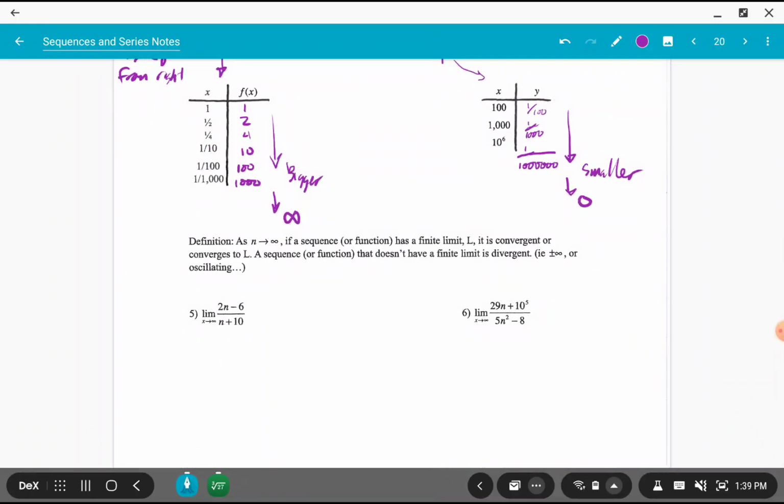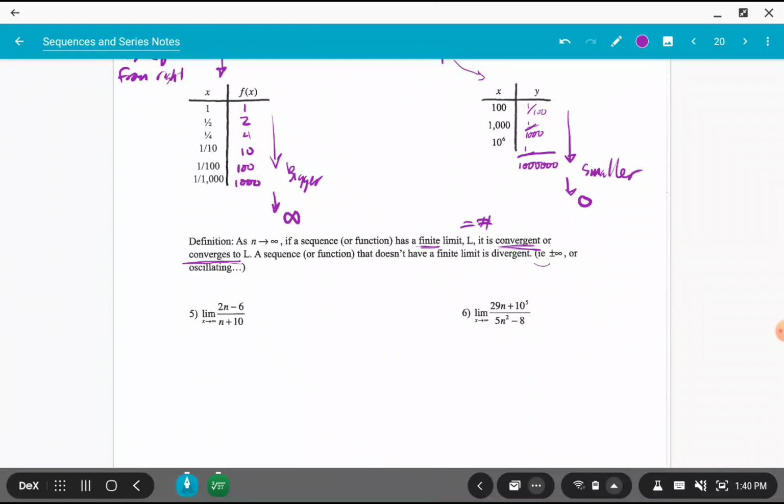Okay? Now to find a limit algebraically, there's this definition here. As n goes to infinity, if a sequence or function has a finite limit, meaning it has a number, it truly equals something, then we say it is convergent, or it converges to that value of L. If a sequence or function doesn't have a finite limit, then we call that divergent.